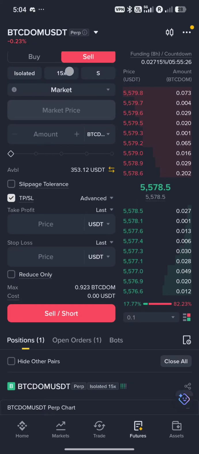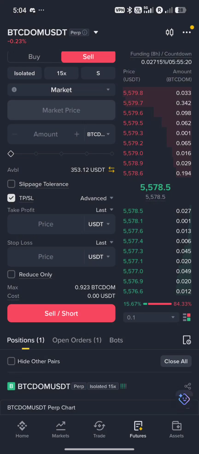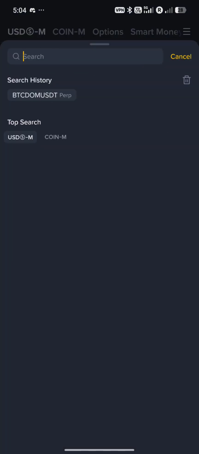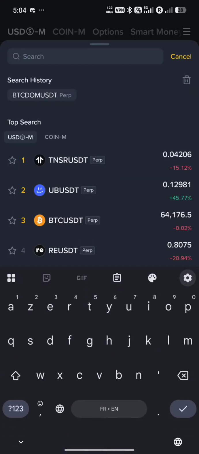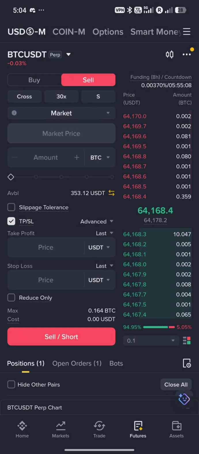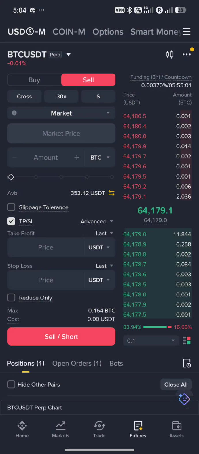So then the next thing, we have leverage. The leverage changes depending on the coin. For example, let's assume I'm using Bitcoin now. Let's go to Bitcoin futures. Let me search. Okay, Bitcoin. As you click on this leverage, now you can see this one has 150x. So it depends. Different coins or different tokens or different crypto have different leverage depending on the platform.